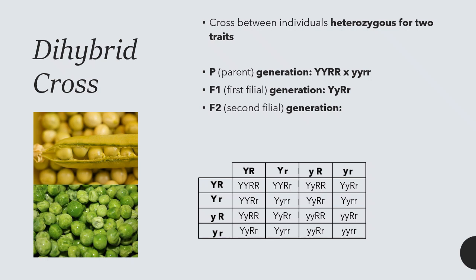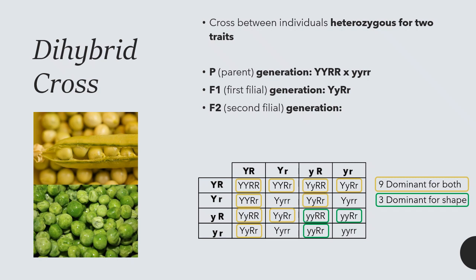But as with the monohybrid cross, some genotypes produce the same phenotype. In fact, in our 16 genotypes, we actually only have 4 phenotypes. We have 9 combinations that produce an individual with 2 dominant traits, so round yellow seeds. 3 who are dominant for shape, but not color, so green round seeds. 3 who are dominant for color, but not shape, so yellow wrinkled seeds. And just 1 that is recessive for both, green and wrinkled.